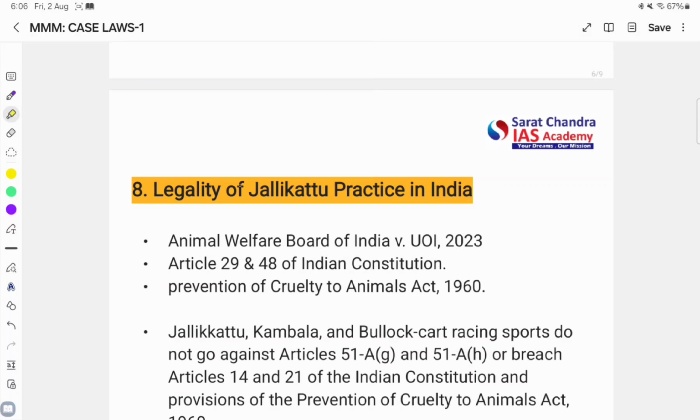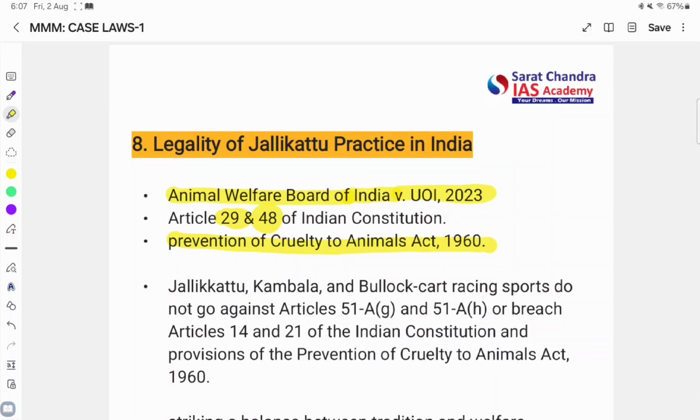The next important case is the legality of Jallikattu practices in India. The case name is Animal Welfare Board of India versus Union of India, of 2023. In this case, the Supreme Court interpreted Article 29(1) and the Prevention of Cruelty to Animals Act, 1960. This is a very important case. Wherever there is a conflict between cultural practices and animal rights or environmental conservation, you can quote this case of Animal Welfare Board of India versus Union of India, 2023.